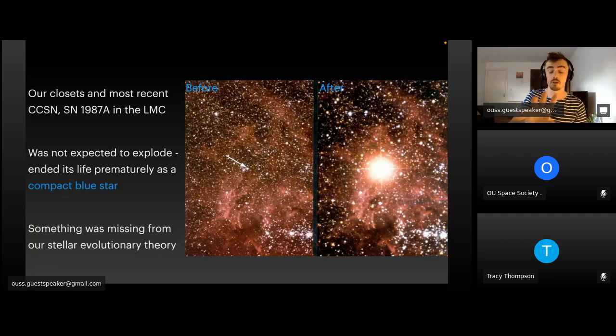So on the left-hand side of your screen, I have a before image, which is how the environment looked before the supernova, before the star underwent core collapse.